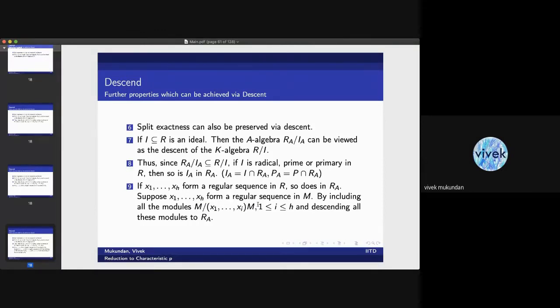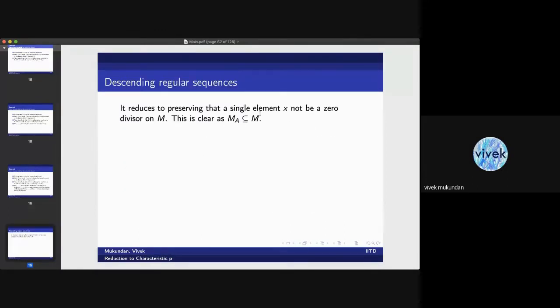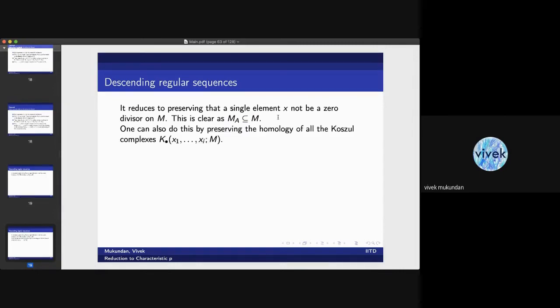But that is reduced to just checking if you can do it for one element. If you know that one element x is a non-zero divisor in M, then you just have to check that one element x_A, the descent of x to A, is a non-zero divisor in M_A. But that part is clear because M_A actually sits inside M. You can also achieve this by making sure that you preserve all the homologies of all the Koszul complexes on the sequences x_1 up to x_i.